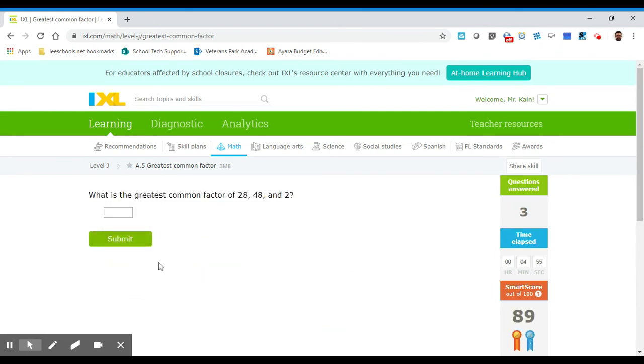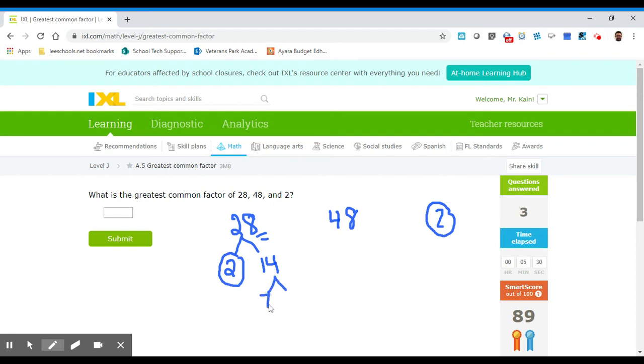Okay, this one says, what is the greatest common factor of 28, 48, and 2? So now you're looking at 3 different numbers. So 28, 48, and 2, it has to be common between all of them. Well, 2 only has one factor. It's just 2, right? Besides 1. Let's go to 28. So it's even. So let's do 2 times 14. Here's our prime. And I know 7 times 2 is the prime factorization of 14.